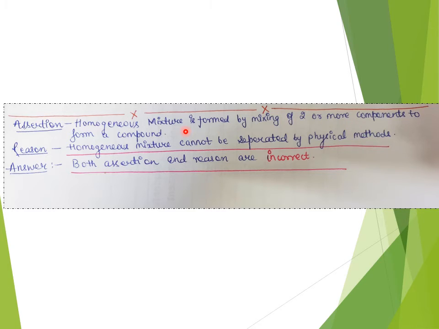Then the reason statement was that a homogeneous mixture cannot be separated by physical methods. I've just told you, be it a homogeneous or a heterogeneous mixture, it can be separated by physical methods. So the reason is also wrong. Thus my answer, option D, where both assertion and reason are incorrect, is the right answer. Alright, next.